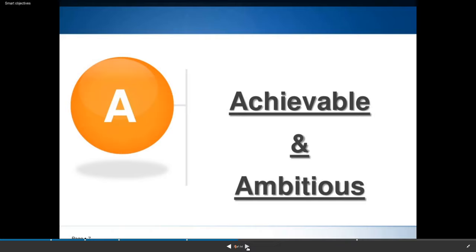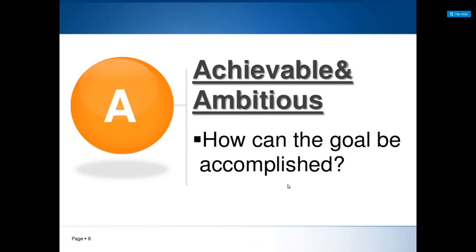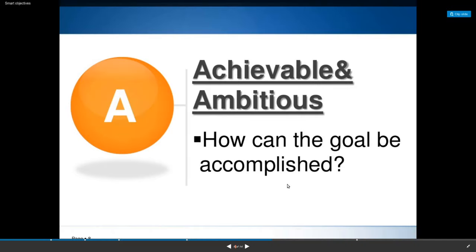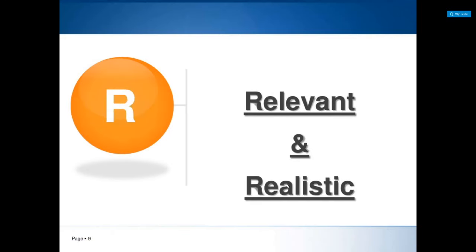Achievable and ambitious. Quite how one letter counts for two words, I'm not sure. But it needs to be something which you can actually do. And it needs to be something which is slightly challenging. You are after an A level for this piece of work, after all. So something which is within the realms of possibility and which you can actually do. Okay, realistic and relevant. Okay, I'd go for relevant.